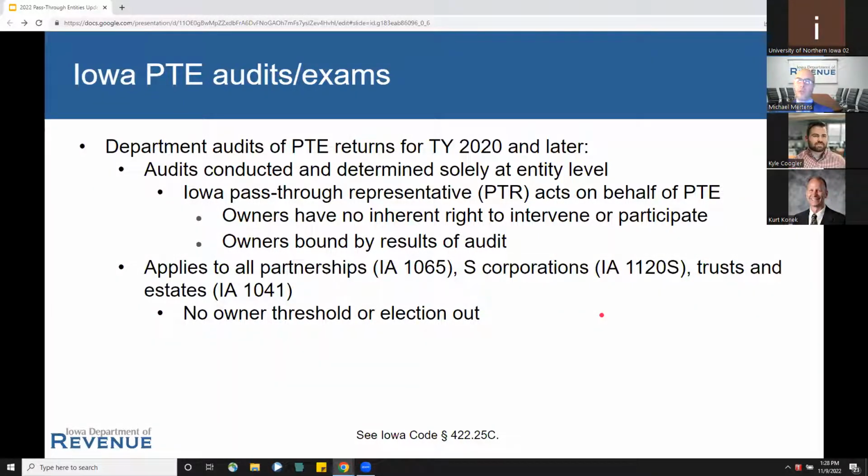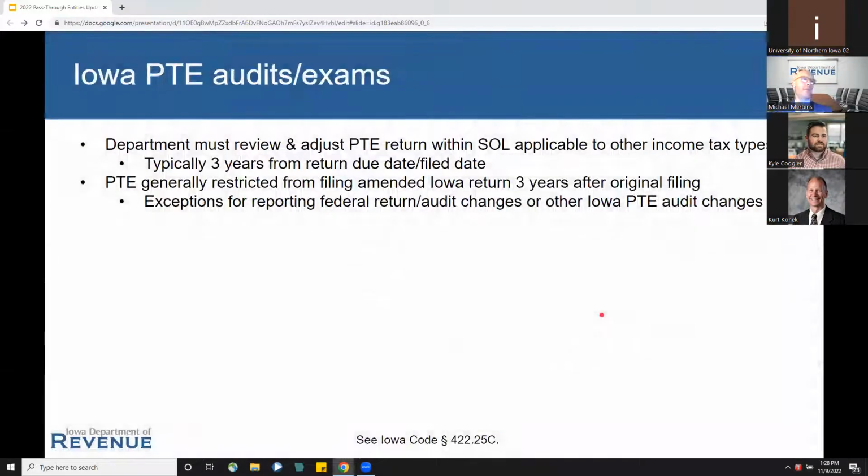This applies to all partnerships, all S corporations, and all estates or trusts. There's no owner threshold or election out like there is at the federal level. But what happens if you are subject to an Iowa pass-through audit? There are essentially statutes of limitations related to that. The department must review and adjust the return within the applicable statute of limitations for other income tax types, so that's typically 3 years. And on the flip side, the pass-through entity is generally restricted from filing an amended return after 3 years.